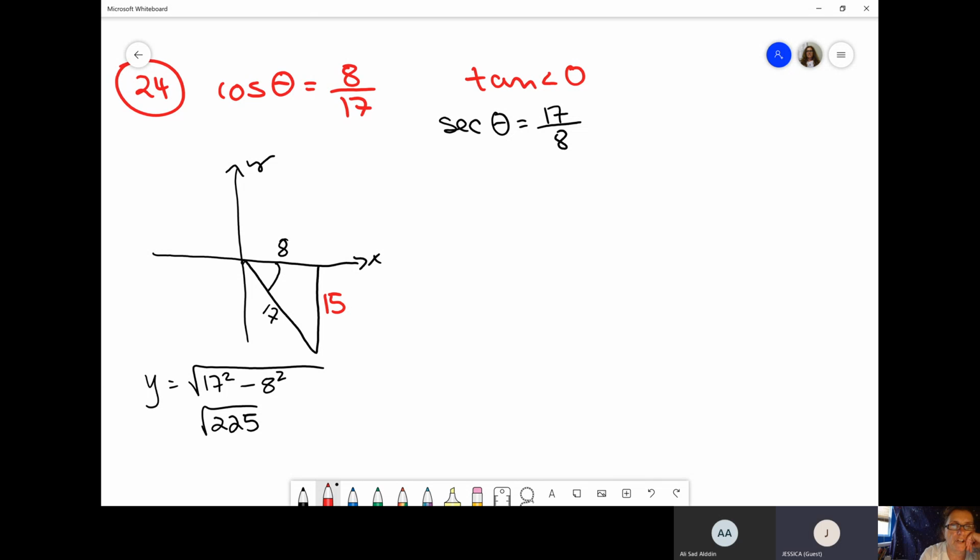And now, once we have our triangle relationship, the rest should be easy. So sine is 15 over 17, the cosecant is 17 over 15. The tangent is, now, it is 15, but it's actually negative 15 because we are in quadrant 4. So careful here.